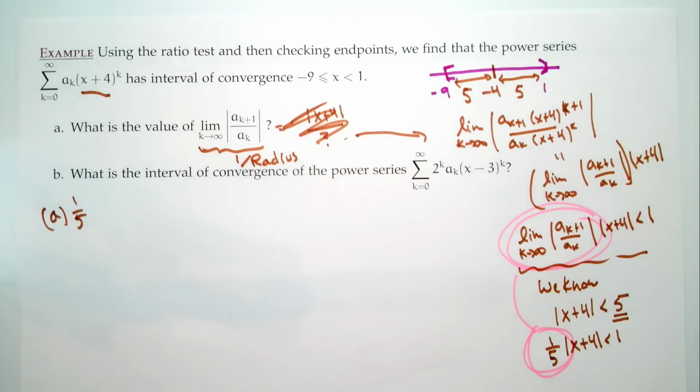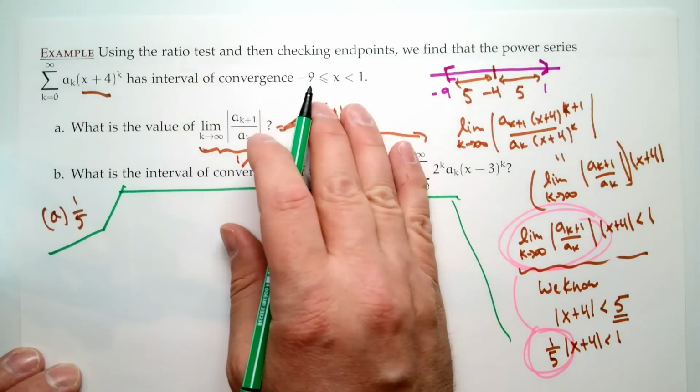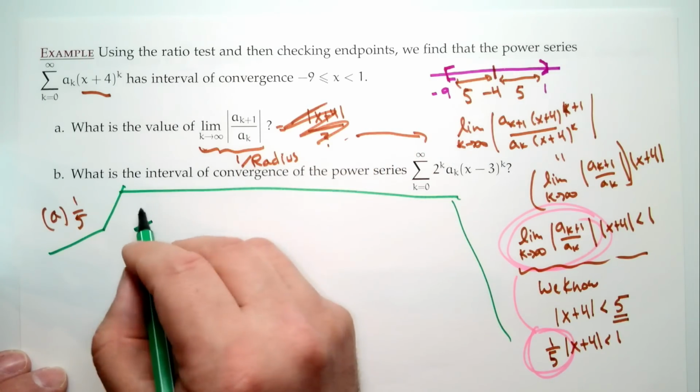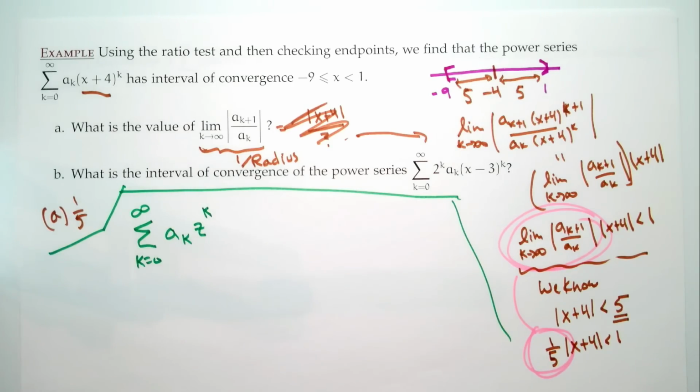All right. Now we get to part B. What is the interval of convergence of the power series, the summation k equals 0 to infinity, 2 to the k, a_k times (x minus 3) to the k? Okay, now this one is going to be interesting. Let's think about what we actually know. If you think about the interval of convergence, what does this say? It says that the summation k equals 0 to infinity of a_k times z to the k, where right now z is just any generic thing.